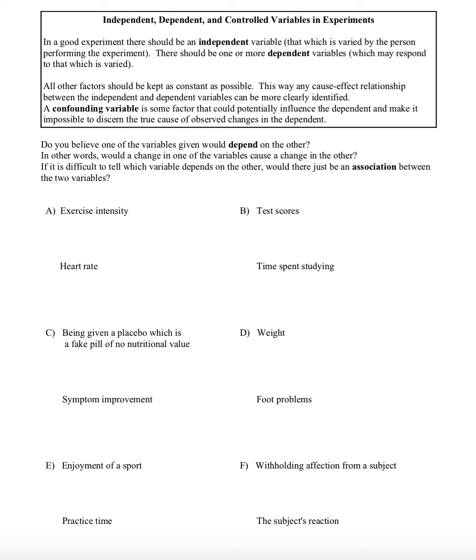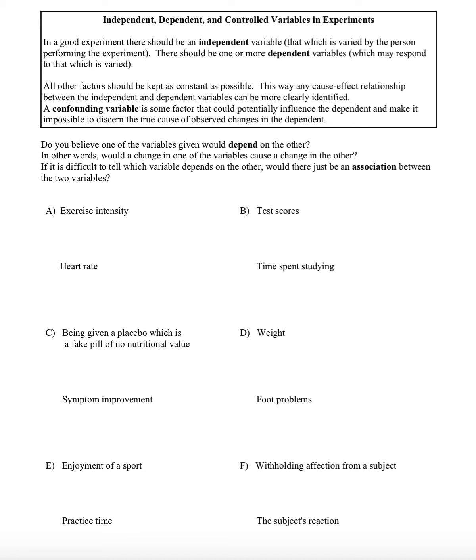In a good experiment, there should be an independent variable. That's the one that's varied by the person performing the experiment. And there should also be one or more dependent variables which respond to changes that are made in the independent. All other factors should be kept as constant as possible. This way, any cause-effect relationship between the independent and dependent variables can be more clearly identified.